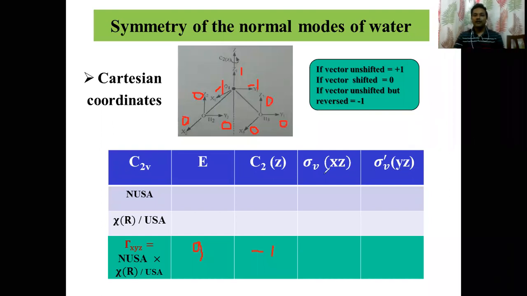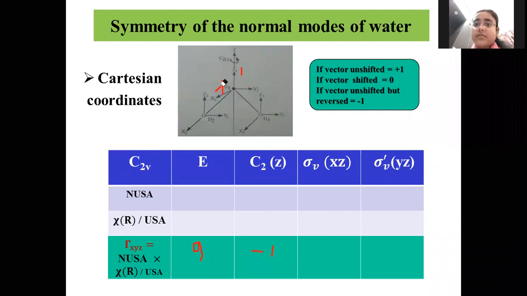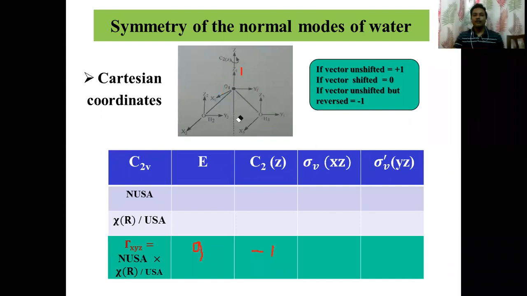Now, if I go for sigma v, it is similar to C2 but a little bit different. Let me remove this, and then I can tell you how these are going to contribute. Now, for sigma v xz, that is this plane. Only x1 and z1 remain on the plane; the rest interchange because they are reflected, so I'm collectively putting 0 for these two atoms.